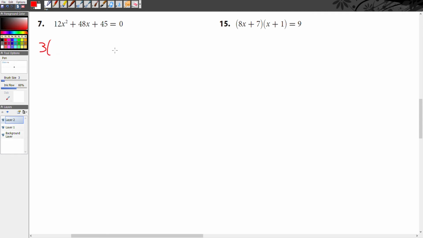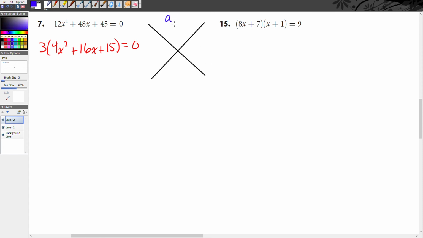So I'm going to say, okay, 3 times, okay, 12x squared divided by 3, that's 4x squared. 48x divided by 3, that's 16x. And 45 divided by 3, that's 15. So 3 times 4x squared plus 16x plus 15 equals 0. Next, we're going to go ahead and put our x so that we can use the diamond method.